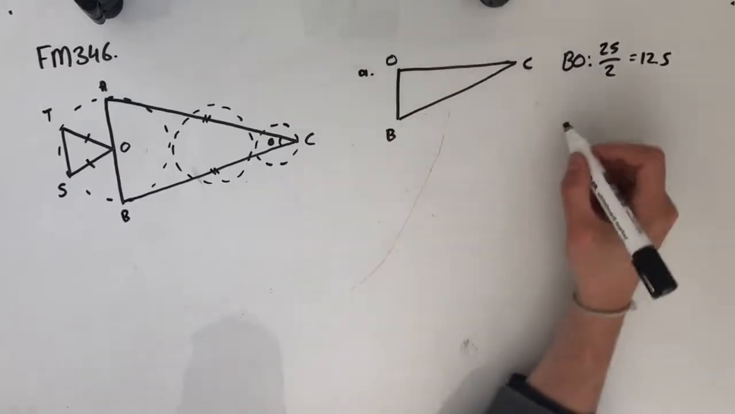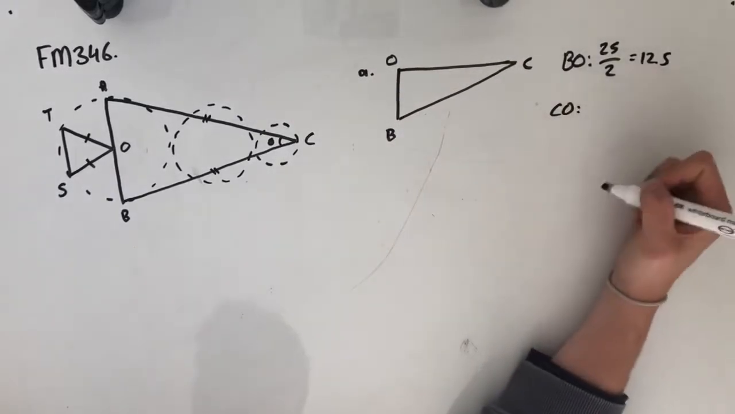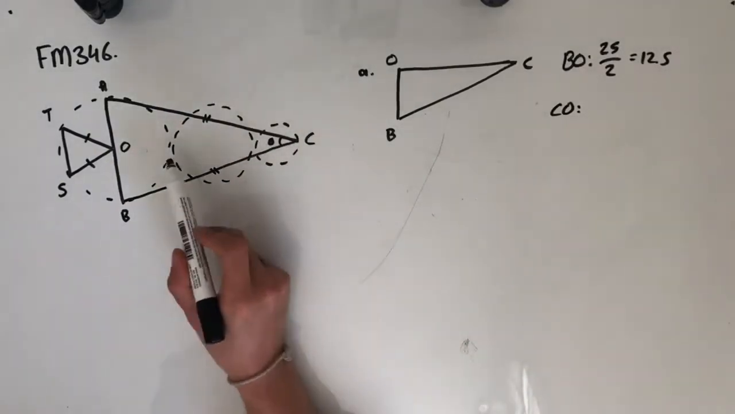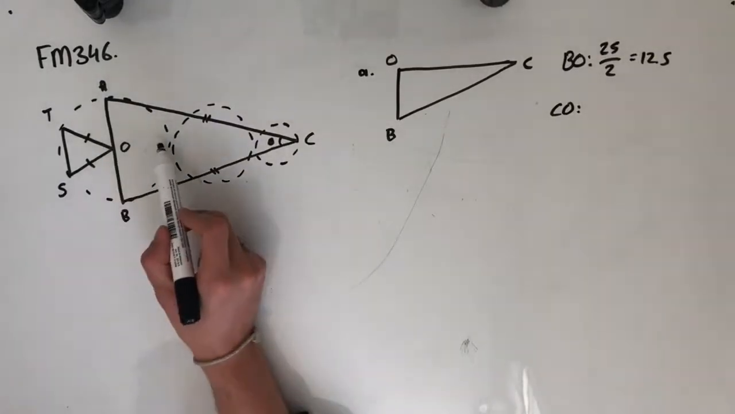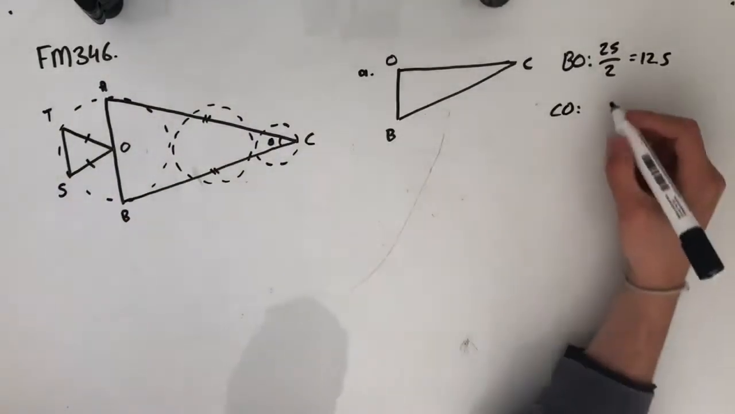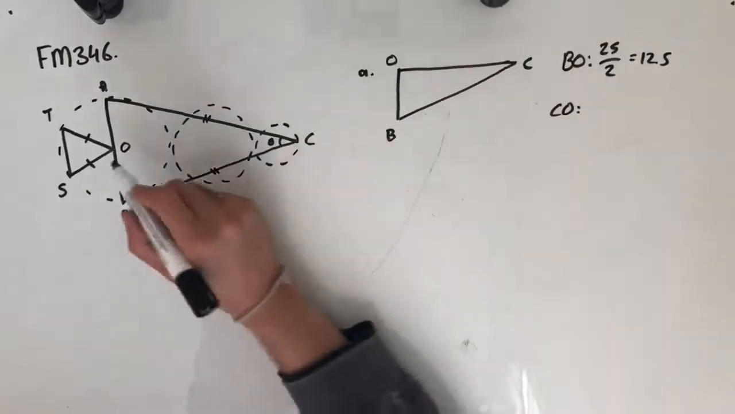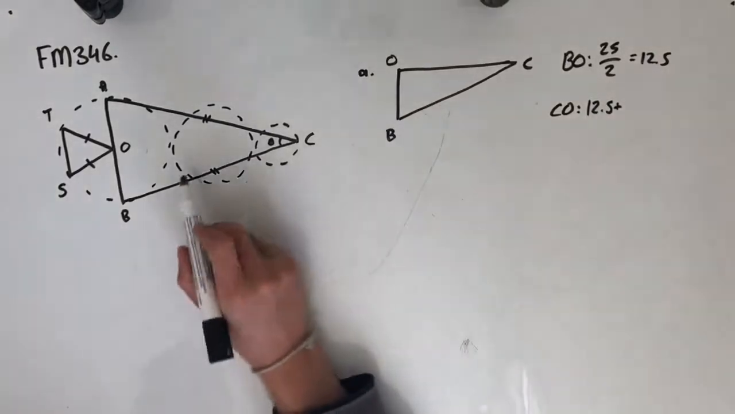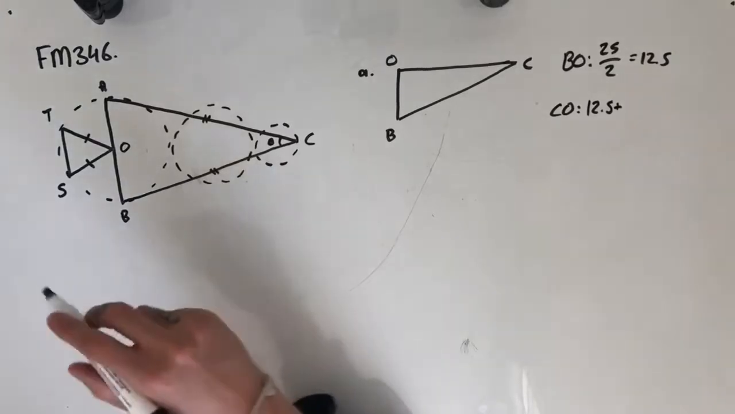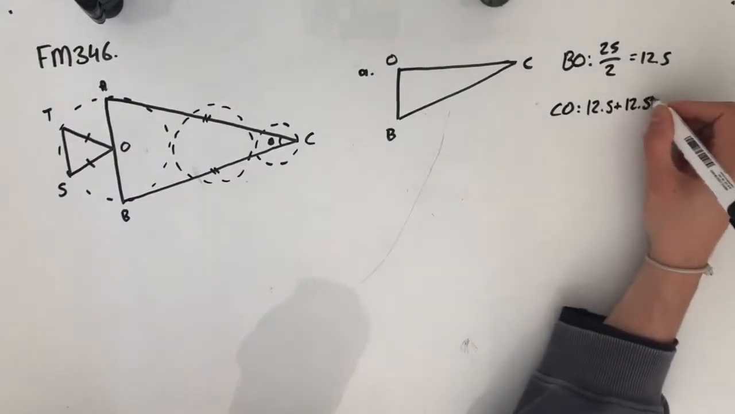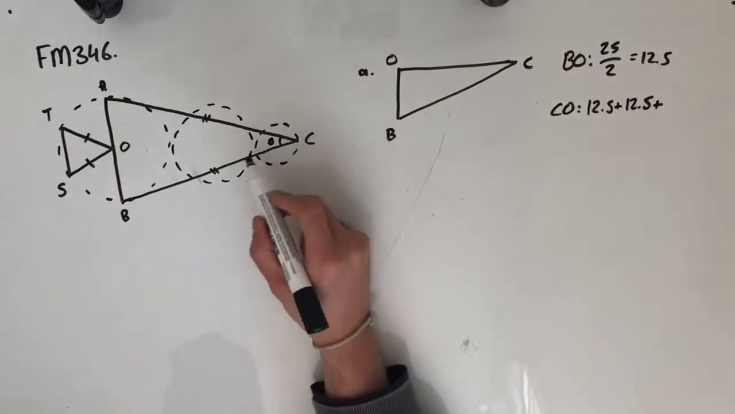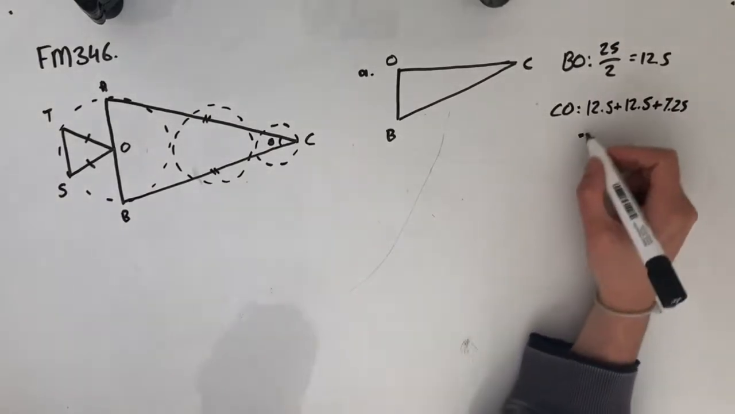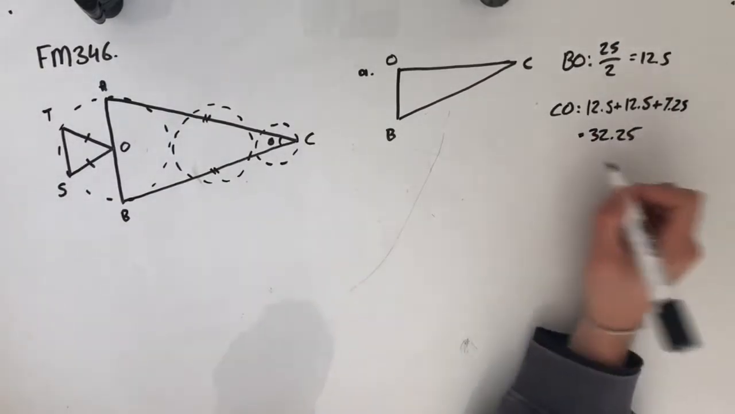I also know that CO is, well, we can find this length by taking the diameter of the small circle, the diameter of the medium-sized circle, and the radius length of the large circle, and adding them all together. So once again, we know that 25 over 2, or the radius length of this large circle, is going to be 12.5. We know that the diameter of this medium-sized circle is also 12.5, because we're told that in the information we're given at the start. And we also know that the diameter of this small circle is 7.25. Adding all of those together, we should get 32.25 for CO.